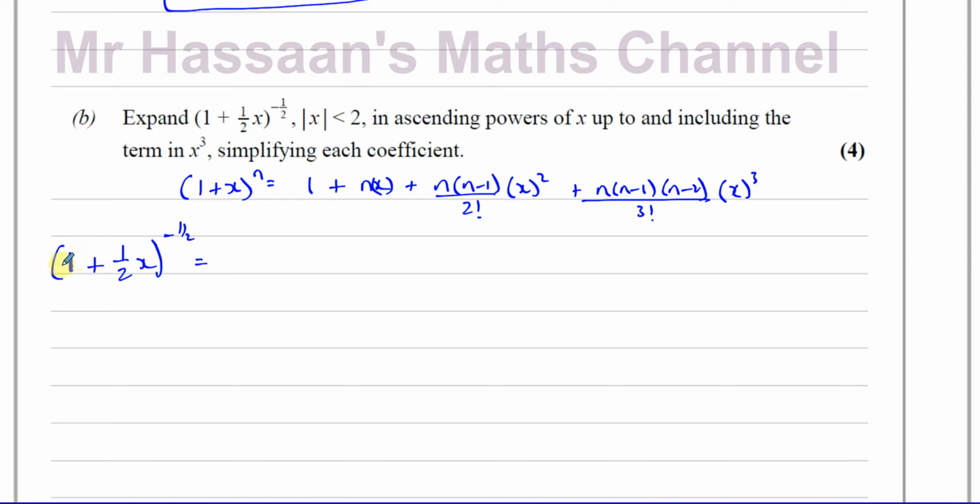That's fine. If it isn't, we would have to make it a 1 by using some sort of factorizing process, which you'll see in some of the videos where it wasn't a 1. But in this case, we don't have to worry about that.